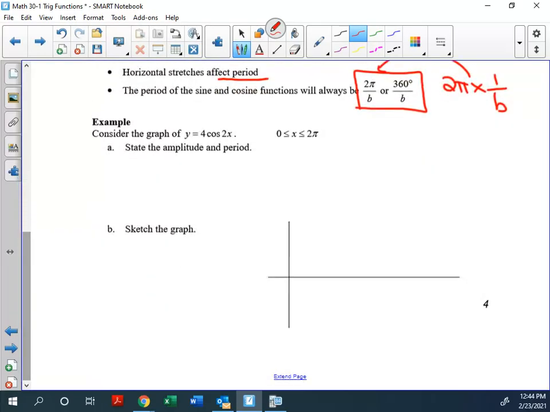Let's sketch one without our calculators together. So let's start with things that we need to have. We take a look at the graph of y equals 4 cos 2x. State the amplitude and the period, because those are the main things I need to work with. So the amplitude is 4, good. The period is going to be, it asks me to work in radians, so I'm going to use the base period of 2 pi divided by my b value, and I get a period of pi.